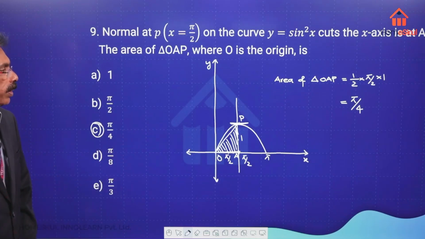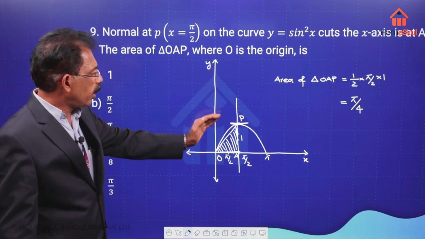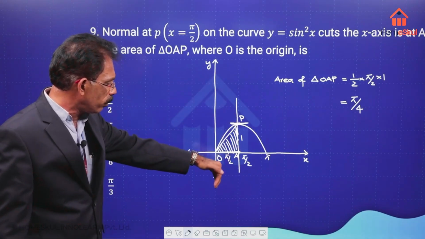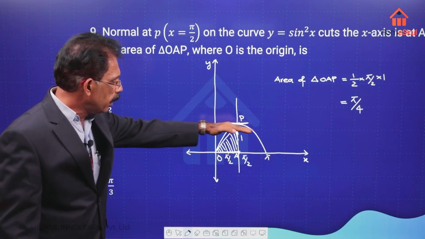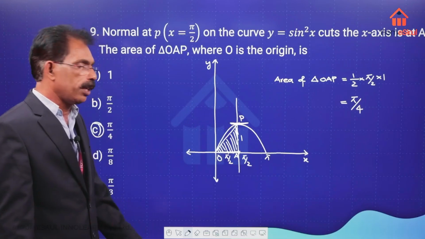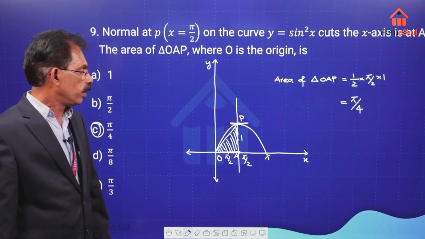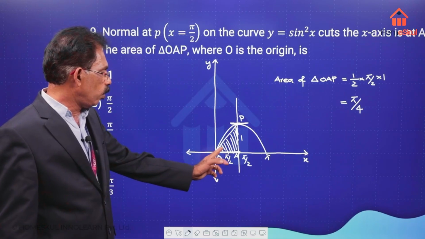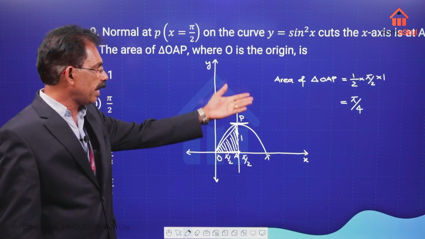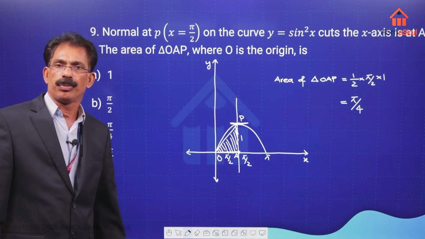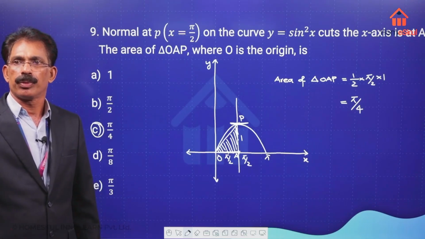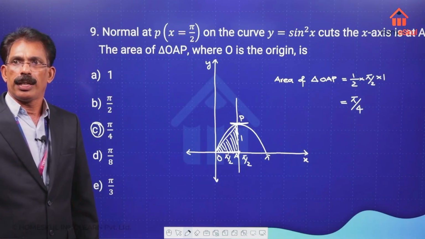Do you understand this method? Here is the sin square curve. The normal at x is equal to pi by 2 is a straight line which is perpendicular to the tangent at P. The tangent at P is definitely parallel to the x-axis, so the normal is perpendicular to the x-axis. Joining the points O, A, P there is a triangle, the base is pi by 2 and height is 1, and the area is equal to half base into height, isn't it? Any doubt?